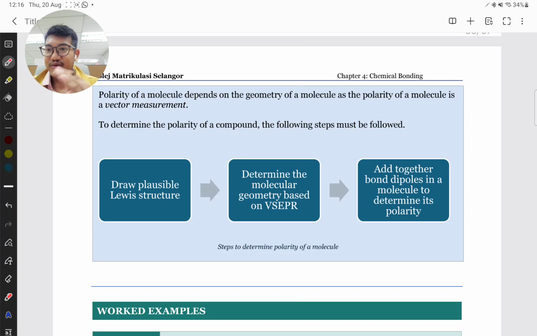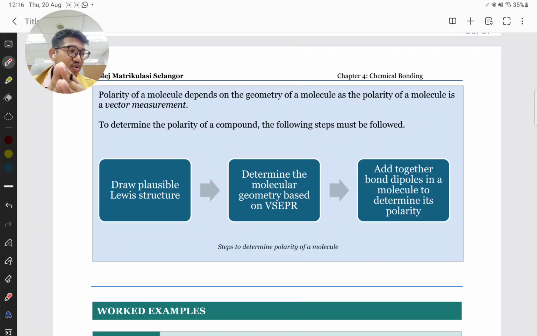So polarity of a bond determines the polarity of a molecule, and this polarity of a molecule is important to dictate the physical properties of a molecule. So dia akan tentukan boiling point, dia akan tentukan melting point. It will determine whether a substance can be dissolved from one to another. It can determine whether a substance is sticky or not. This kind of concept of physical properties is all dictated by intermolecular force.